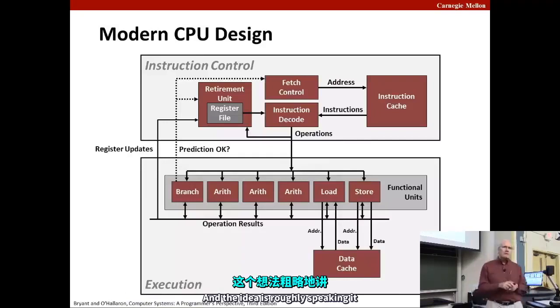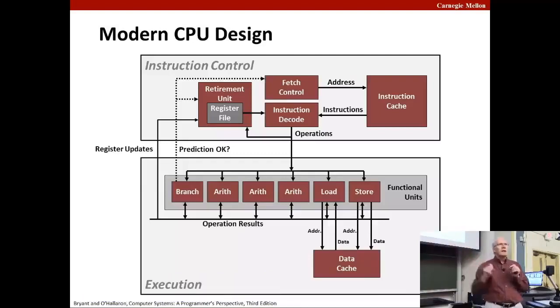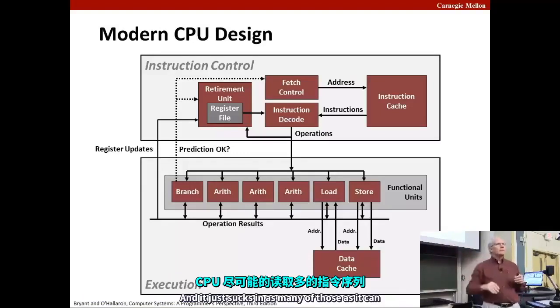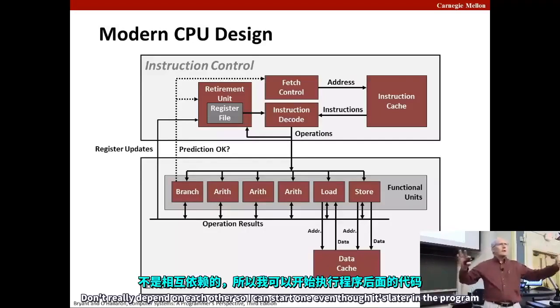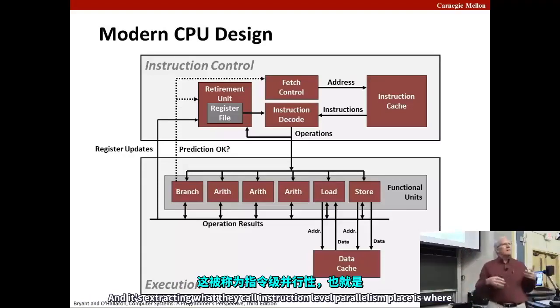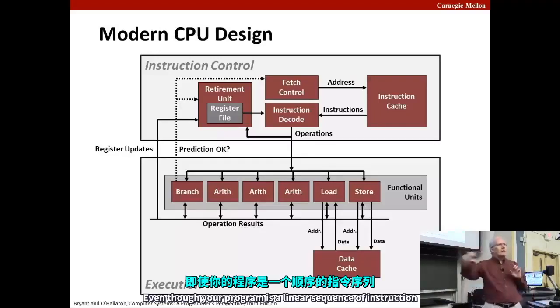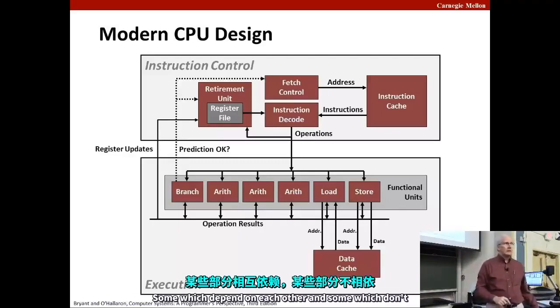And the idea is, roughly speaking, it takes your program, if you think of your program as a linear sequence of instructions, and it just sucks in as many of those as it can, and it pulls it apart to realize that certain operations don't really depend on each other. So I can start one even though it's later in the program than the one I'm working on right now because they're independent of each other. And it's extracting what they call instruction level parallelism, places where even though your program is a linear sequence of instructions, buried in there is actually a sort of forest of different computations that need to be done, some of which depend on each other and some of which don't.